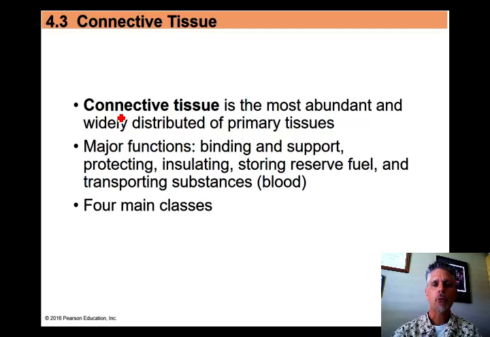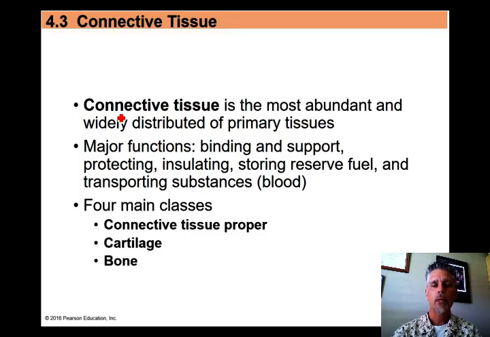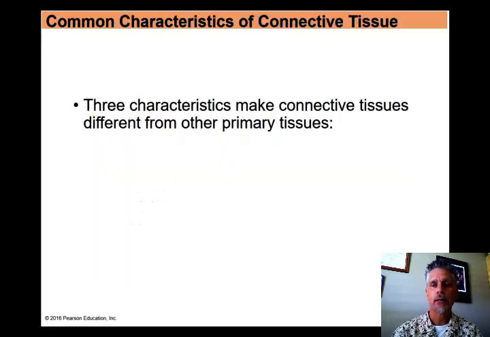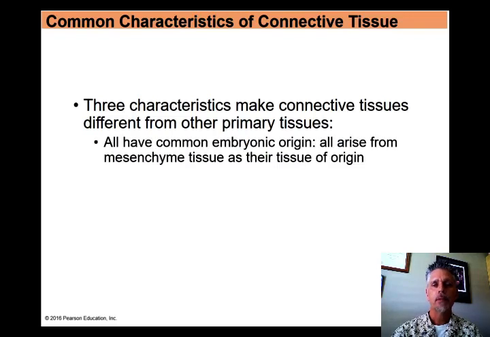Okay, so 4 main classes of connective tissue. We've got connective tissue proper, we've got cartilage, we've got bone, and blood. So connective tissue proper is where we will start, but regardless of those 4 where they seem really diverse, we'll find that they do have characteristics that they share that put them in the connective tissue category. So 3 main characteristics that we see. Number 1, they all have a common embryonic origin.